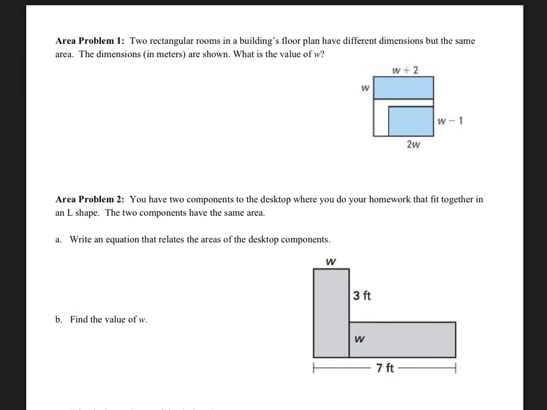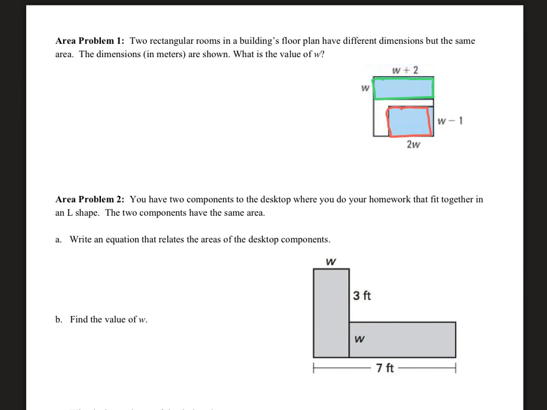So in this first example, it shows two rectangular rooms that have different dimensions but the same area. And so I've got this rectangle has a w plus 2 by w, and this rectangle has a 2w by a w minus 1. And so again, I'm just going to use color to help me kind of identify my two rooms. So I'm going to call that my red room, and I call this my green room.